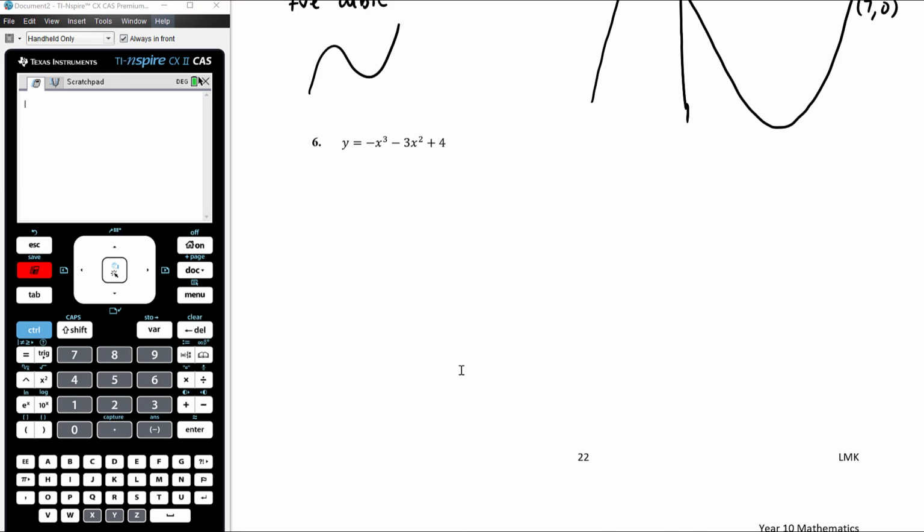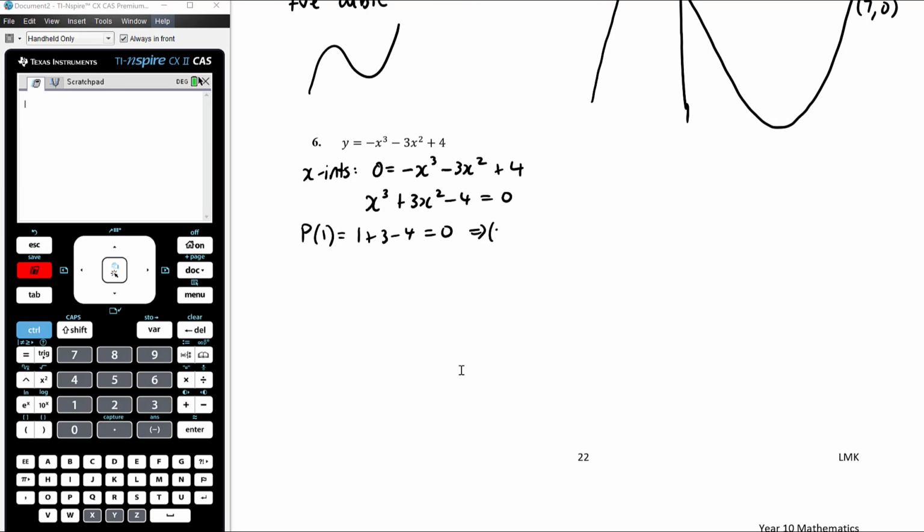So essentially what we're doing is we're trying to find the x-intercepts. We know that to find the x-intercepts we need to solve 0 equals negative x cubed minus 3x squared plus 4, which is the same as solving positive x cubed plus 3x squared minus 4. That's probably going to be easier for us to think about the factorising. To solve that we need to factorise it because we can't just rearrange it, there's no common factors. So the first thing we do is try and find a factor. P of 1 is 1 plus 3 minus 4, good, that works. So that tells us that x minus 1 is a factor.